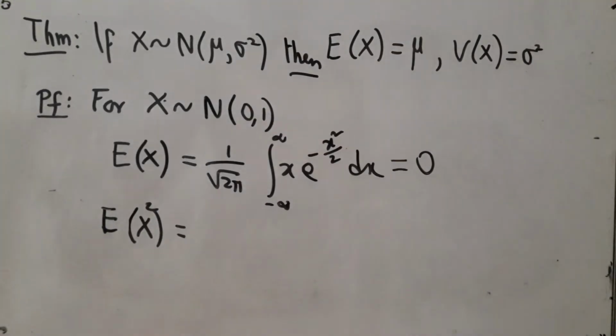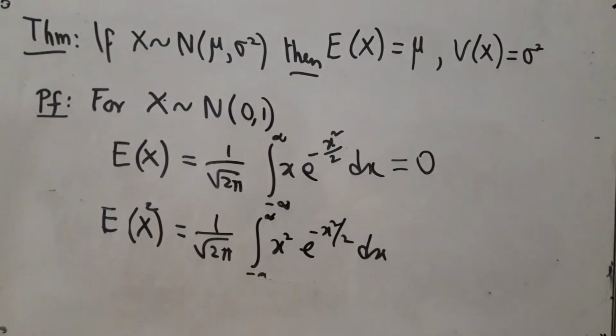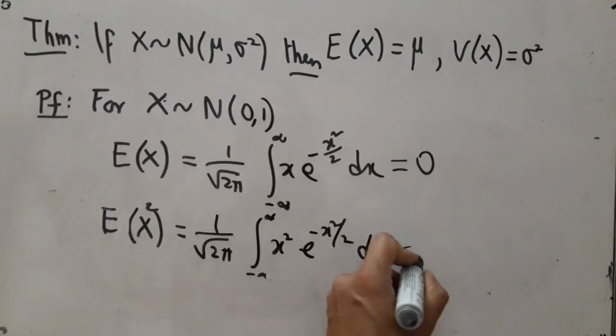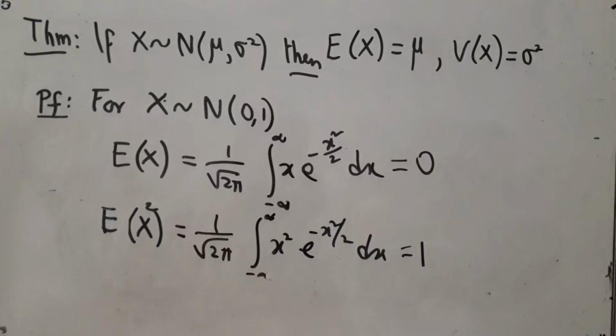Similarly, the expected value of x squared, which by the way is equal to the variance of x because the expectation of x equals 0, is, and doing a little bit of manipulation, it's quite easy to show that this is indeed equal to 1. So the result is proved for mu equal to 0 and sigma squared equal to 1.